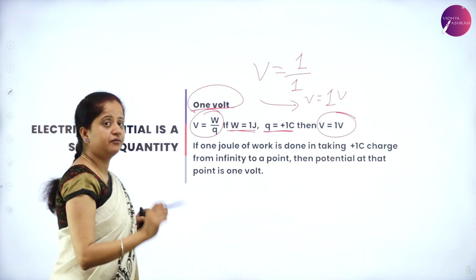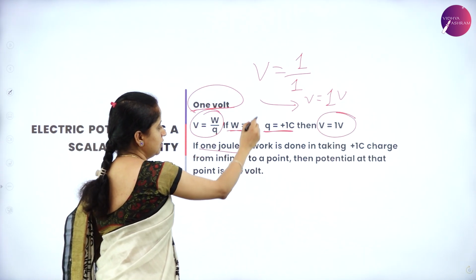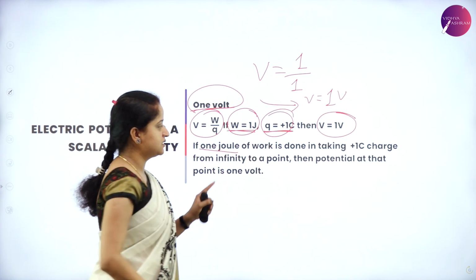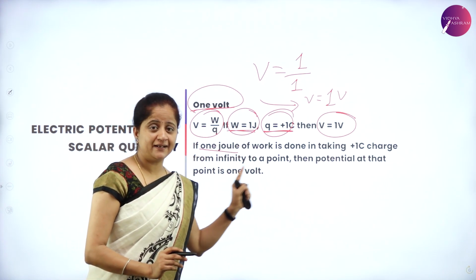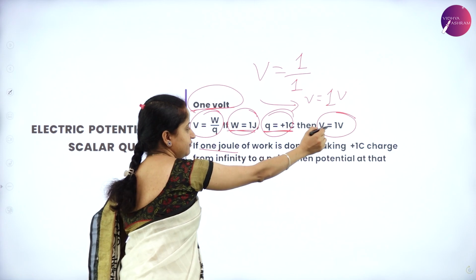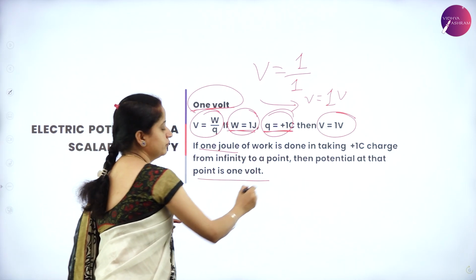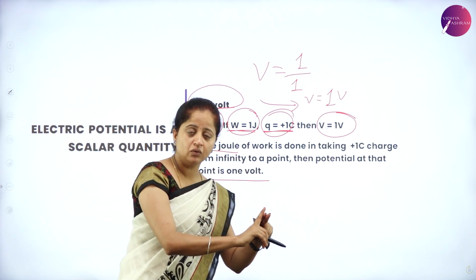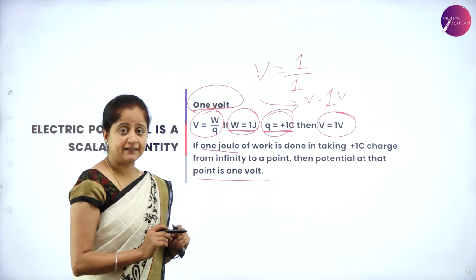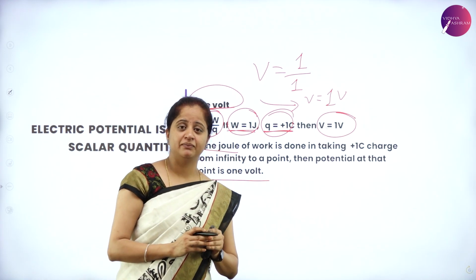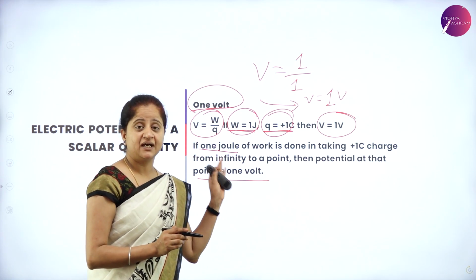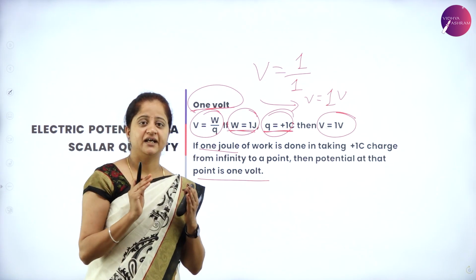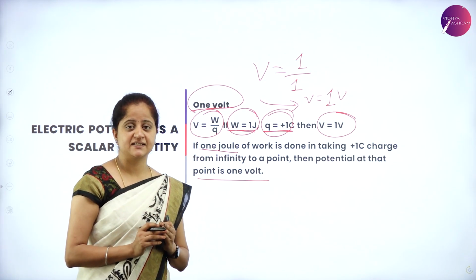So we can define 1 volt as, if 1 joule of work is done in bringing 1 coulomb of charge from infinity to a point in an electric field, then the potential, that is V, will be equal to 1 volt. So it has no particular direction to move on. So it is a scalar quantity. It has got just magnitude and hence it is a scalar quantity.